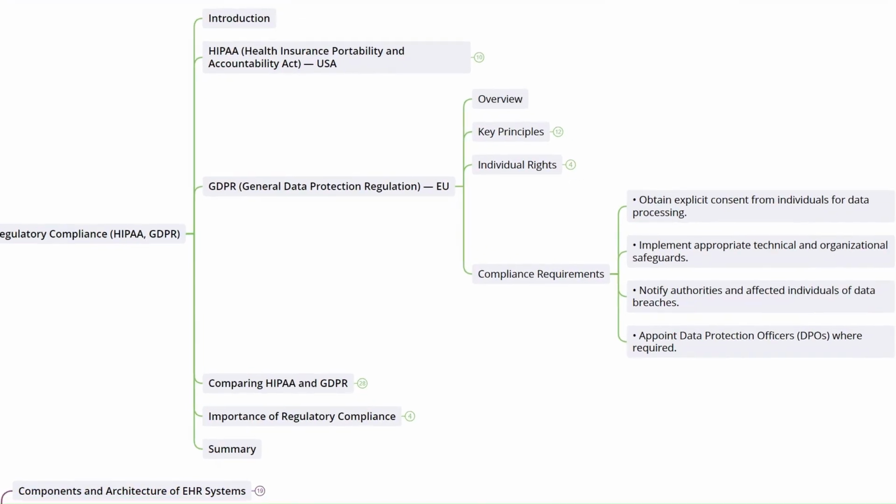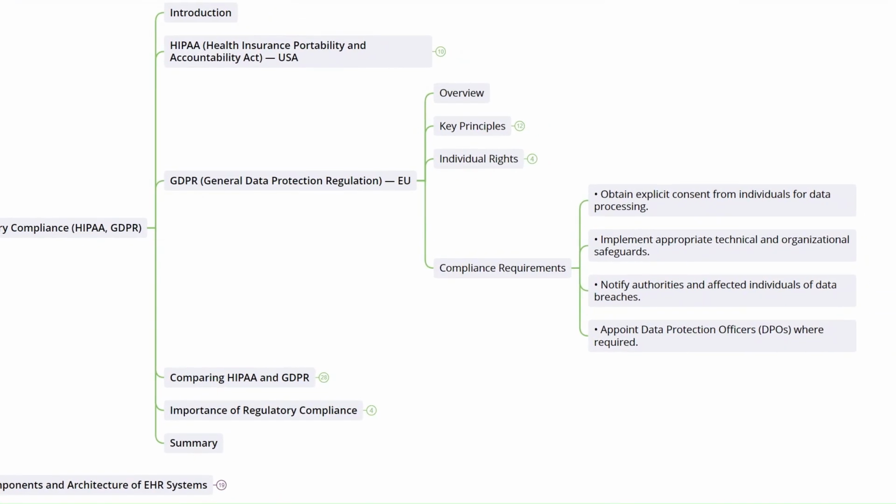Compliance requirements include obtaining explicit consent from individuals for data processing, implementing appropriate technical and organizational safeguards, notifying authorities and affected individuals of data breaches, and appointing data protection officers where required.